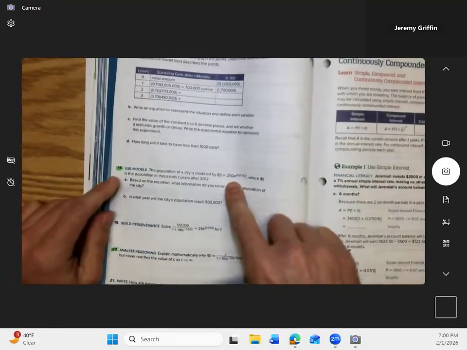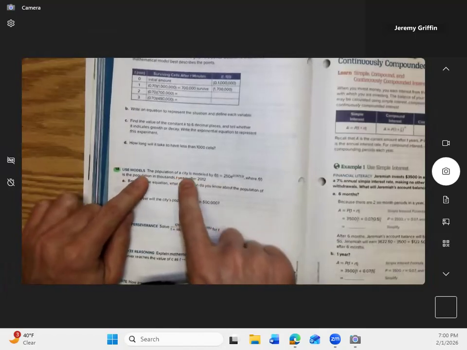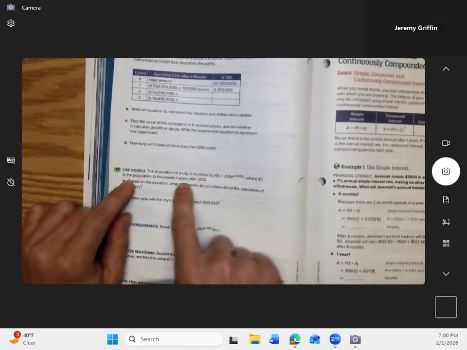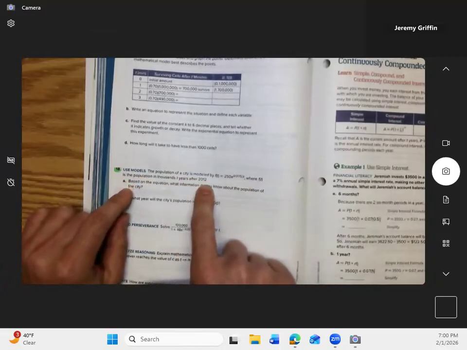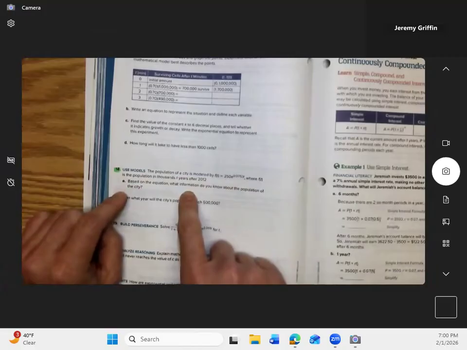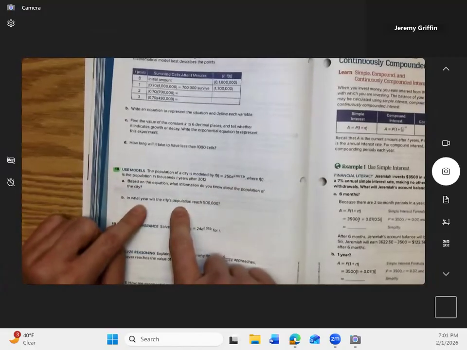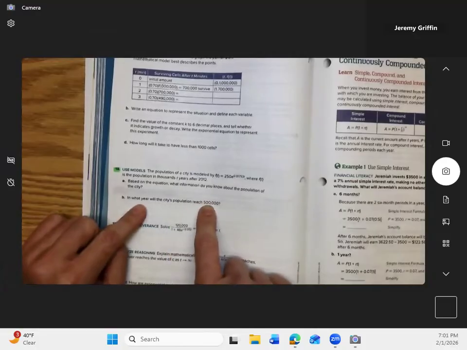All right. 18. Use models. The population of a city can be modeled by this function, where f(t) is the population t years after the year 2012. Based on the equation, what information do you know about the population of the city? And what year will the population reach 500,000? Okay. So let's try this here.